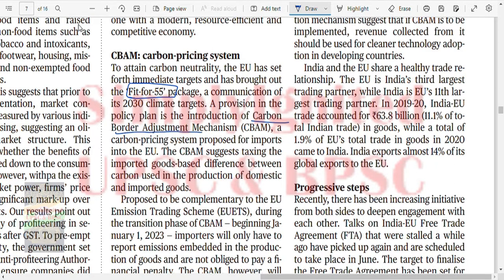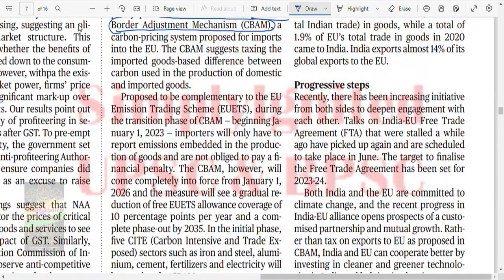Now this is important with respect to prelims. A carbon pricing system proposed. The CBAM suggests taxing imported goods based on the difference between the carbon used in their production and that of domestic production. Okay, fine. Proposed to be complementary to the EU emission trading scheme.